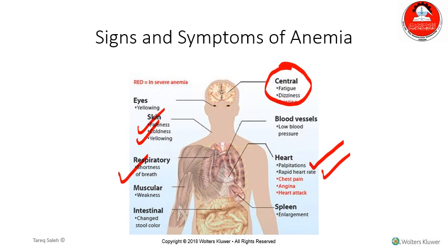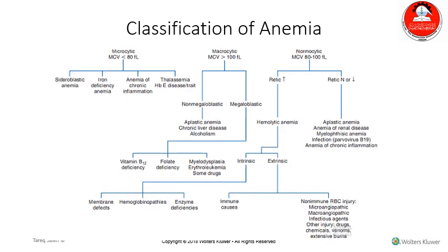Note here that in cases of advanced or severe anemia, patients might start suffering from more serious symptoms, including chest pain, angina, or even can develop myocardial infarction. So anemia, just like fever, is only a sign that requires further investigation to determine the underlying etiology.